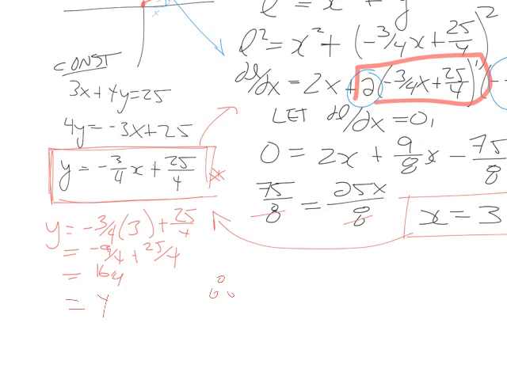So therefore, the closest point is (3, 4).